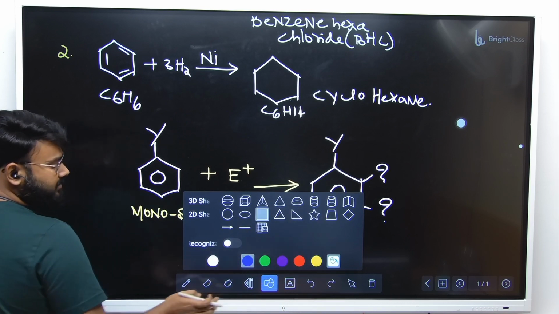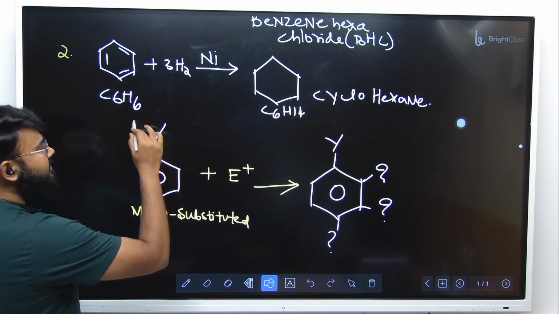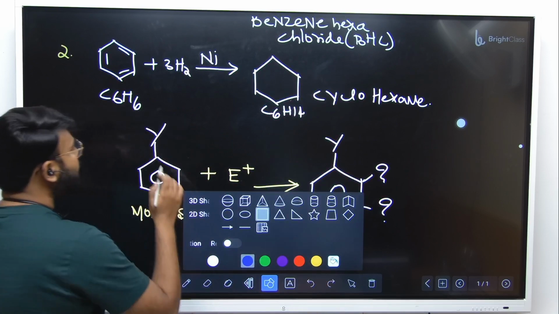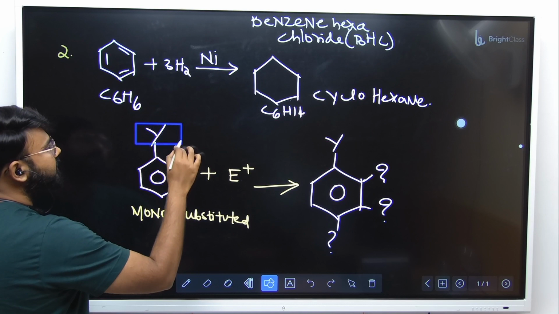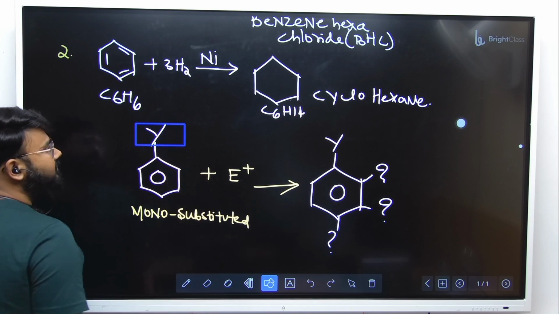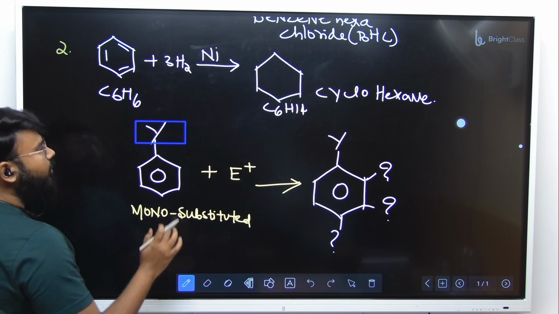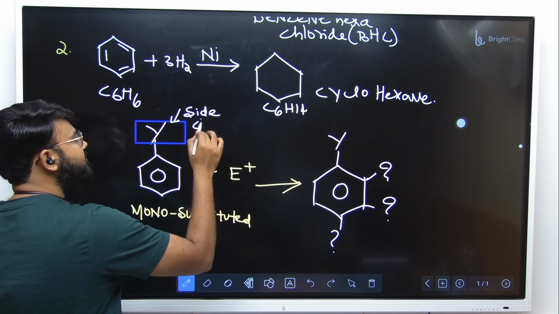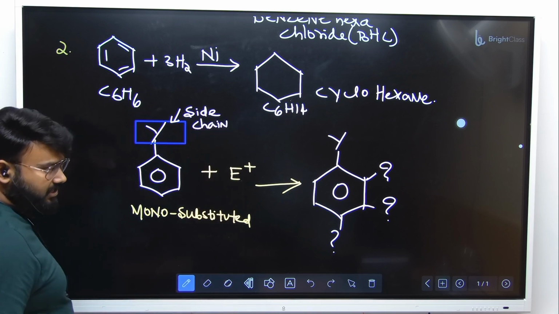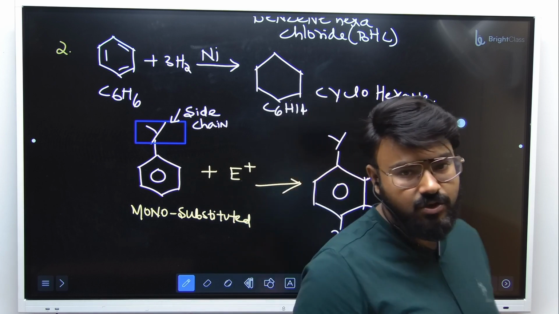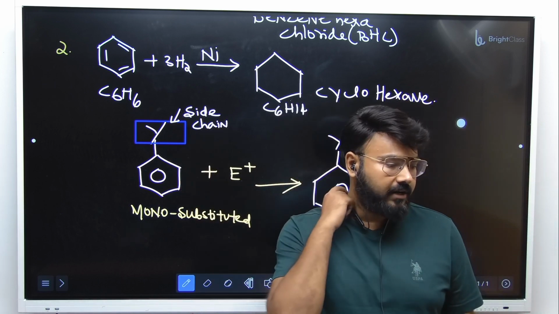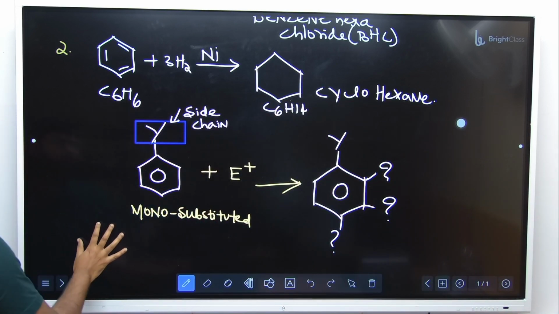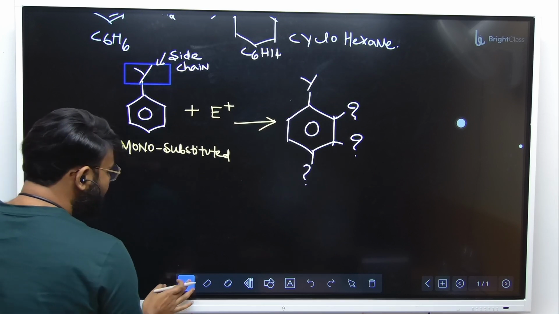Guys, please see this. The group which is attached here, can you all see this? This group which is attached here is called side chain. First of all, understand this. This group which is attached to the ring, mono substitution, is the side chain. Avantika, you are able to get it? Arnav? Yes, sir.